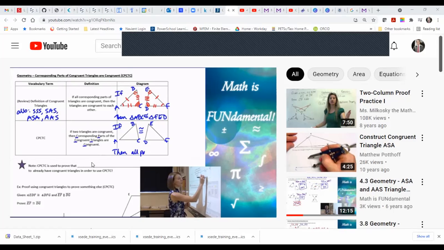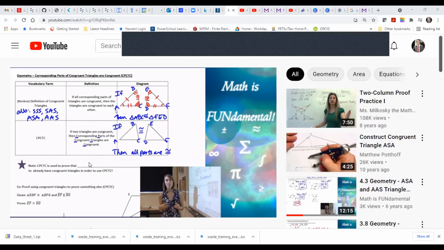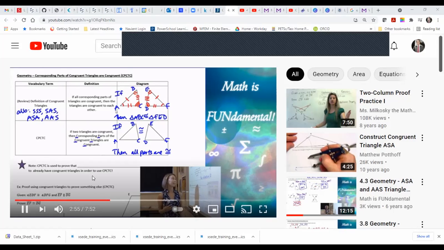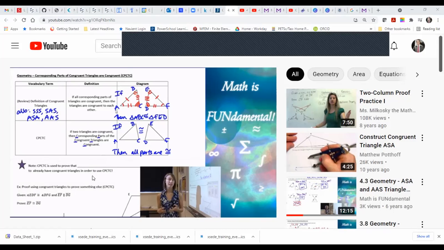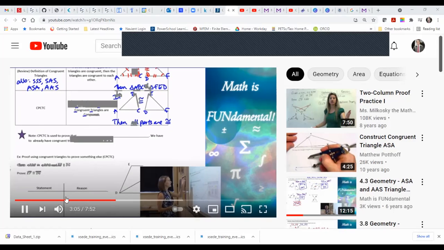all parts are congruent. So this isn't about proving that triangles are congruent. That's not what CPCTC does. It takes congruent triangles and uses that to prove that other parts are congruent. So our little note down here is that CPCTC is used to prove that.